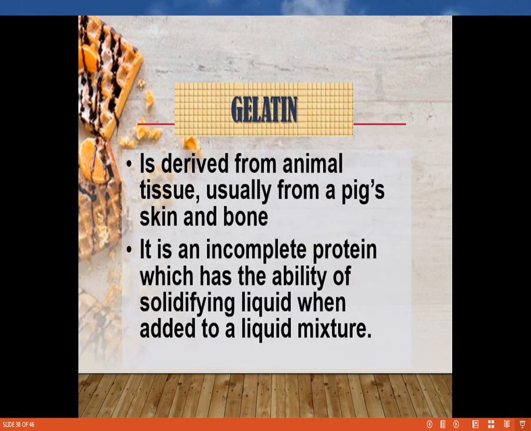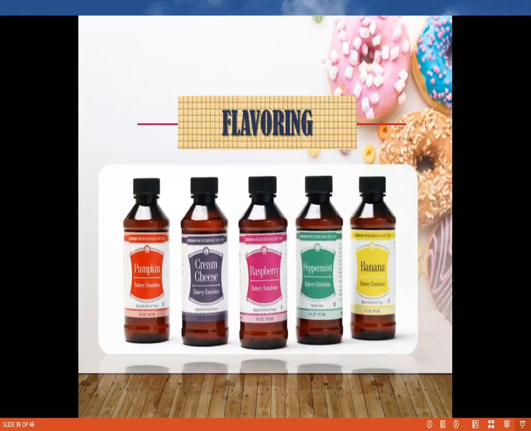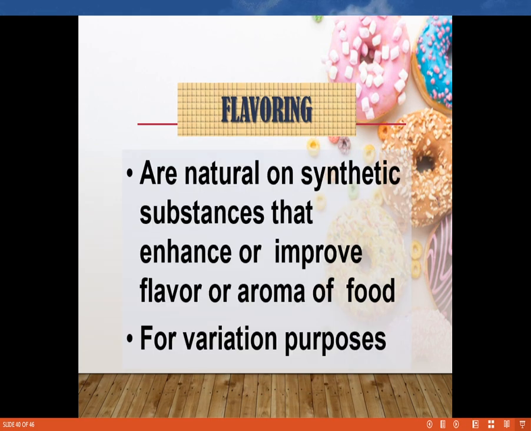Gelatin. It is derived from animal tissue, usually from a pig's skin and bone. It is an incomplete protein which has the ability of solidifying liquid when added to a liquid mixture. Flavorings are natural or synthetic substances that enhance or improve the flavor or aroma of food for variation purposes.